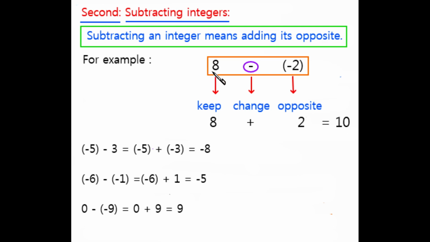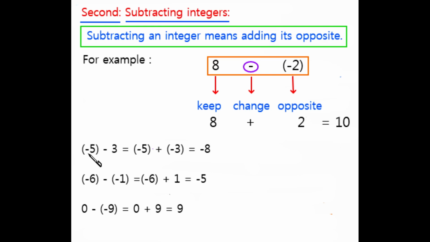Again, write the first number. Change, subtract to be add, minus to be plus, and find the opposite number. The opposite number of negative 2 is 2. 8 plus 2 equals 10.